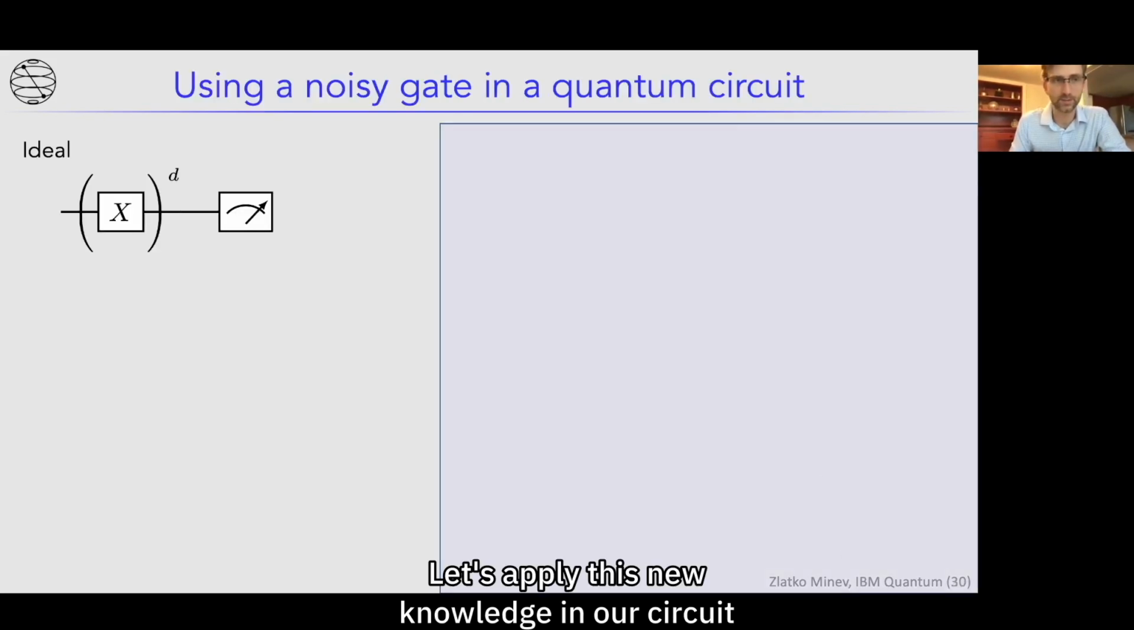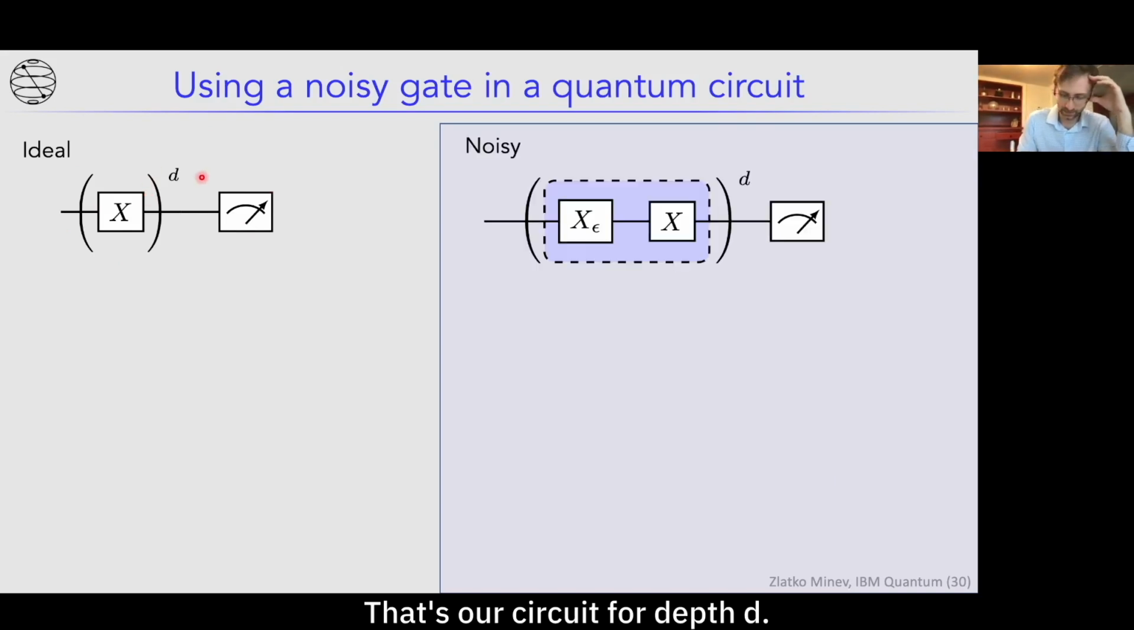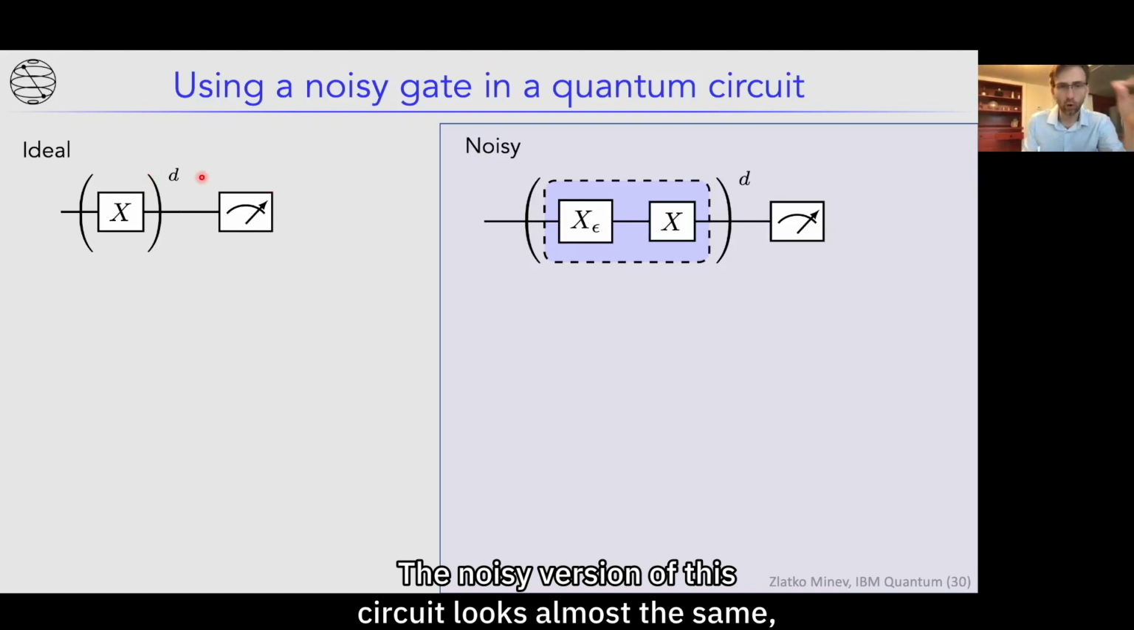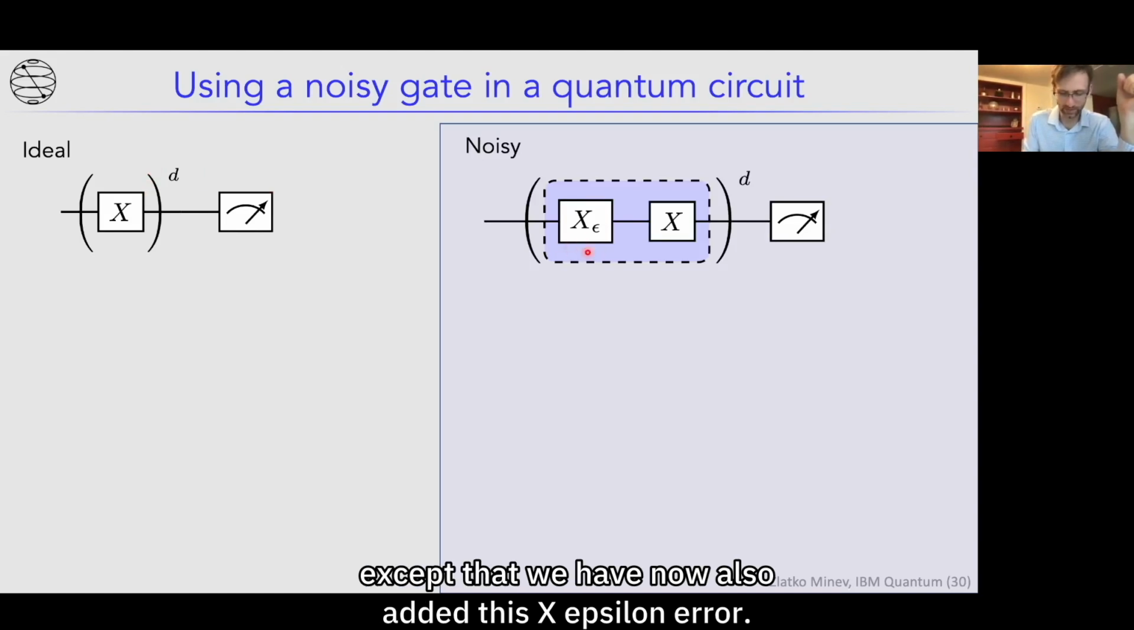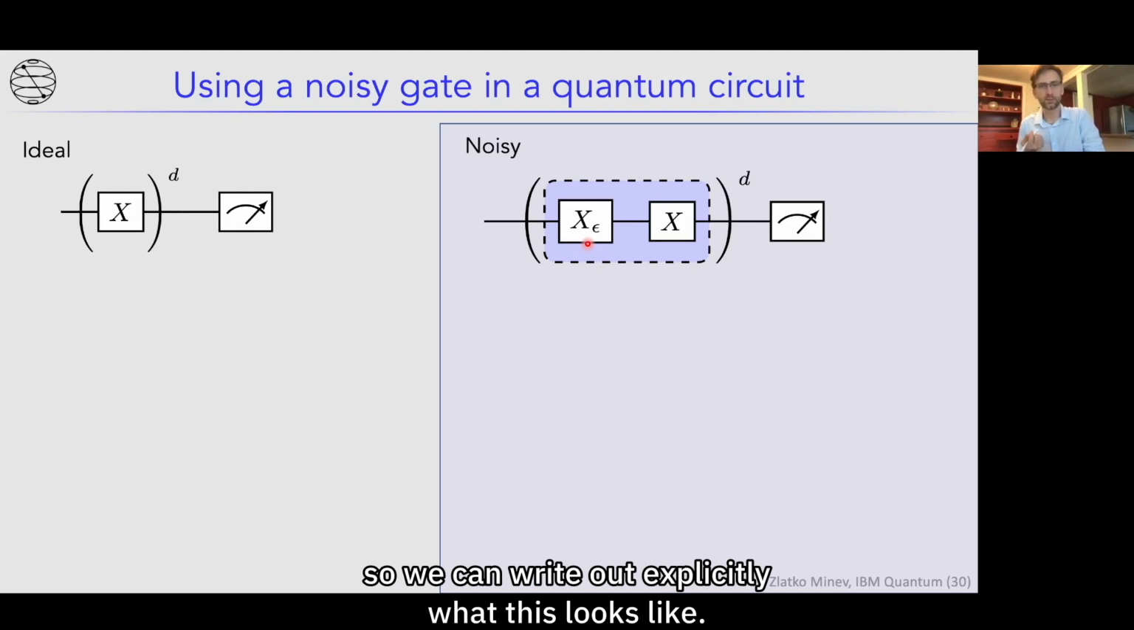Let's apply this new knowledge in our circuit, where, if you recall, we had the ideal gate here on the left. That's our circuit for depth D. The noisy version of this circuit looks almost the same, except that we have now also added this x epsilon error. This is our over-rotation in the circuit. So we can write out explicitly what this looks like.